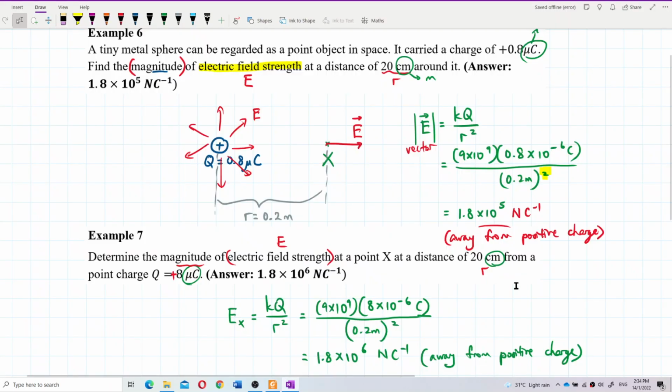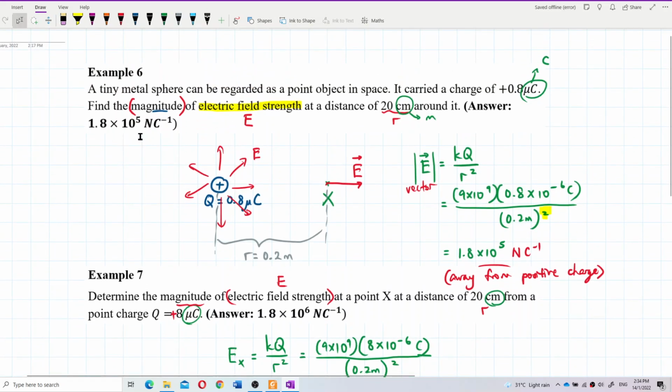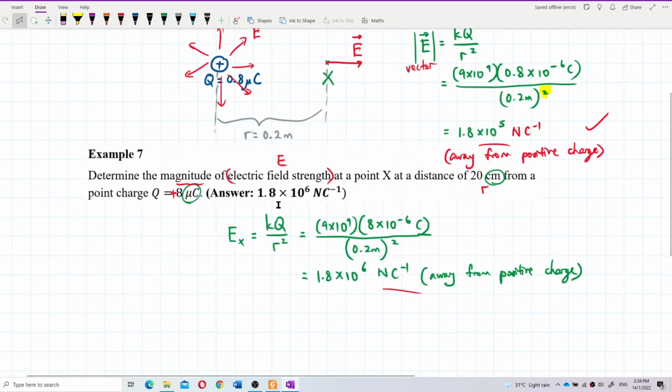Okay, that's the difference. So is the answer correct? Let's check the answer. For the first question, 1.8 exponent 5 Newton per Coulomb, that's correct. And then the rest, 1.8 exponent 6 Newton per Coulomb, also correct. Okay, so that's it for these questions.